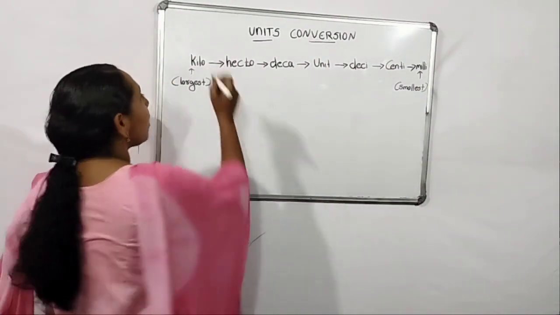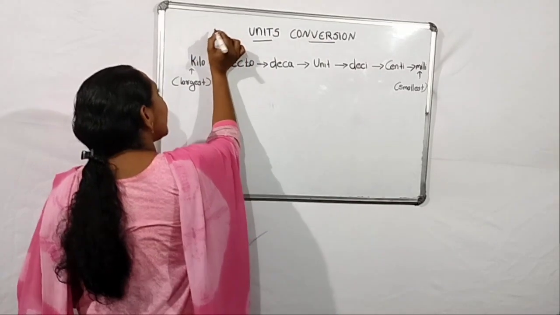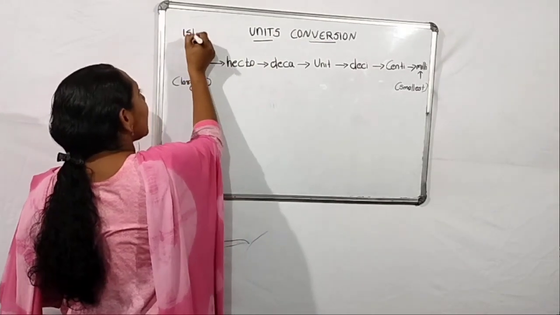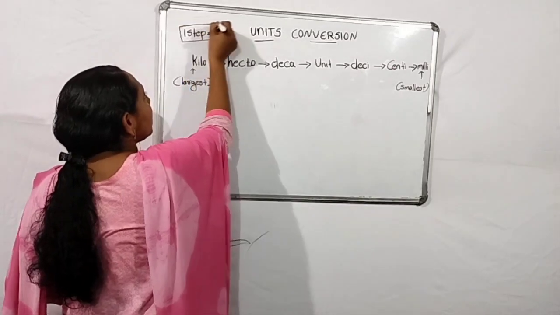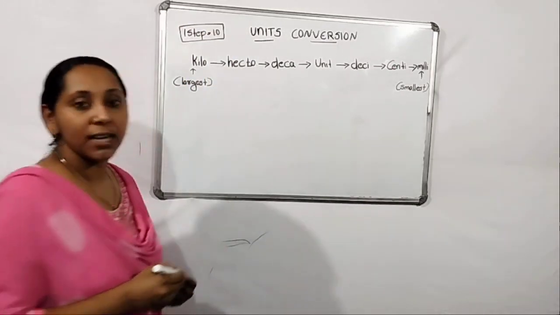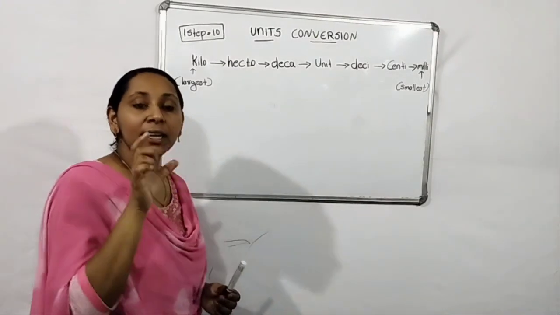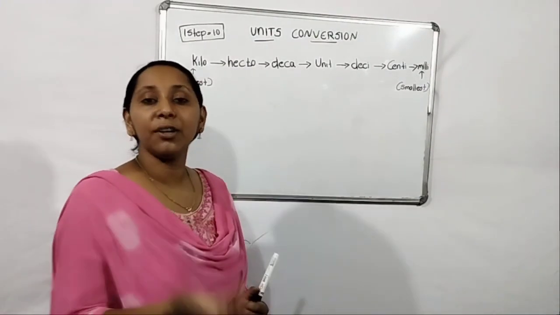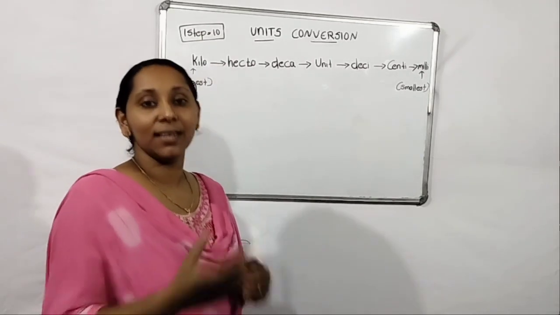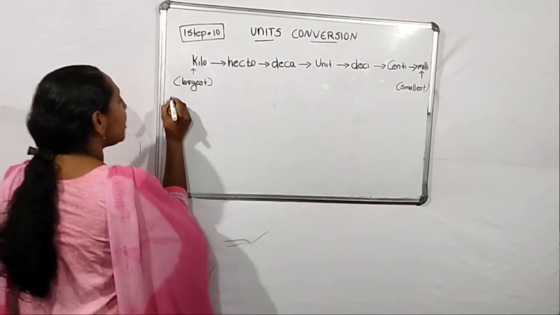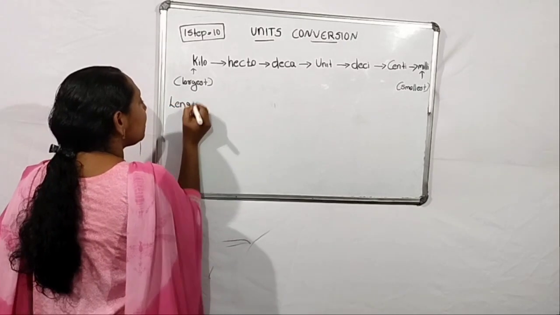In between one unit and another the difference is 10. That means one step contains a difference equal to 10. Okay. For an example, I am considering the term length. What is the SI unit of length? We already know the SI unit of length is meter. So I am considering length and its SI unit, meter.